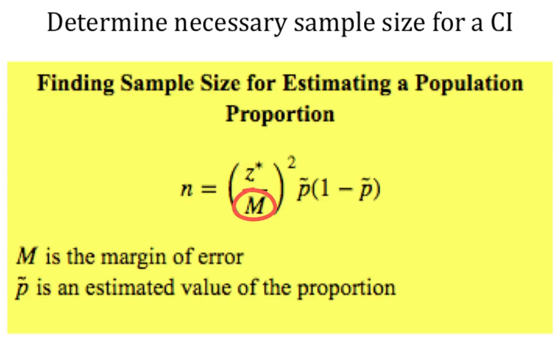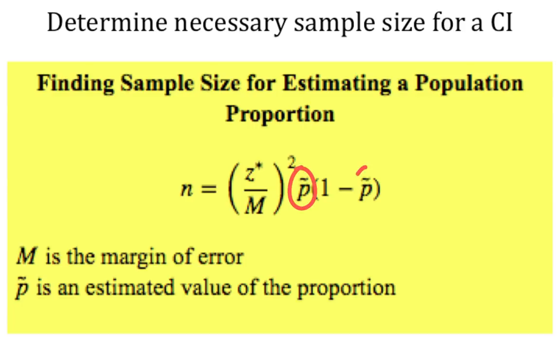M is the margin of error. So when we're determining necessary sample size, we need to know what margin of error it is that we're trying to obtain. For example, I want a margin of error of plus or minus 0.1. Or I might want a margin of error of plus or minus 0.02. This value will be given to you in this scenario.